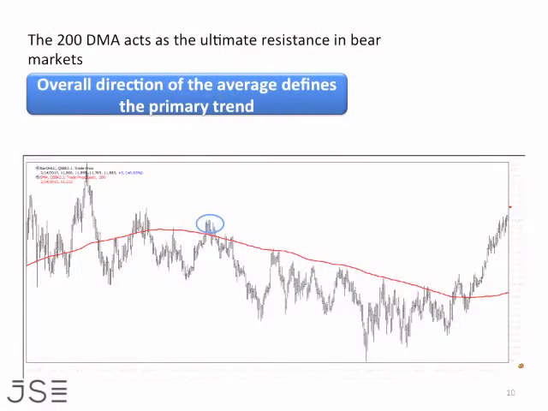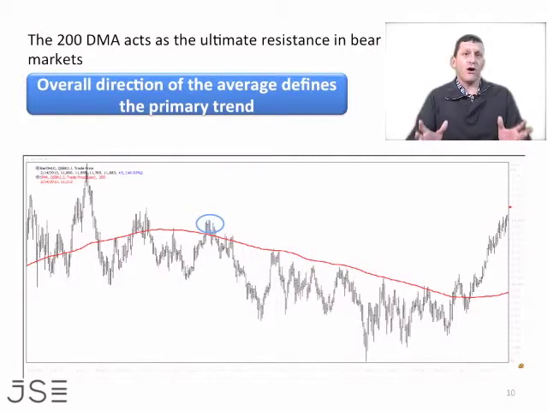You'll remember from our previous topic that it is the overall direction of that moving average that is all important, and that really defines the actual primary trend. In the bull market, the rising 200-day moving average defines the bull market. But in a bear market, it is the falling or negative sloping 200-day moving average which determines the bear market.